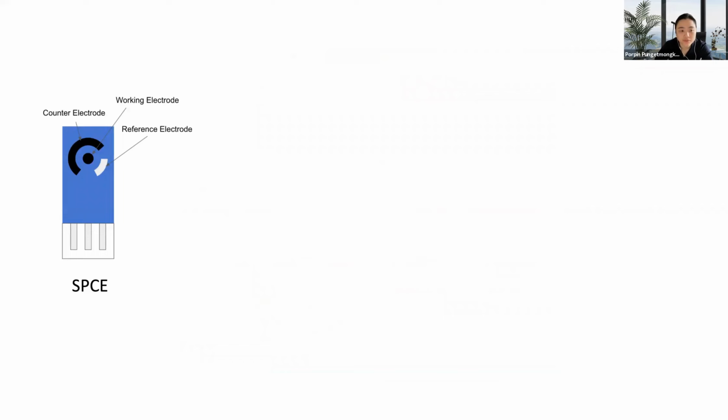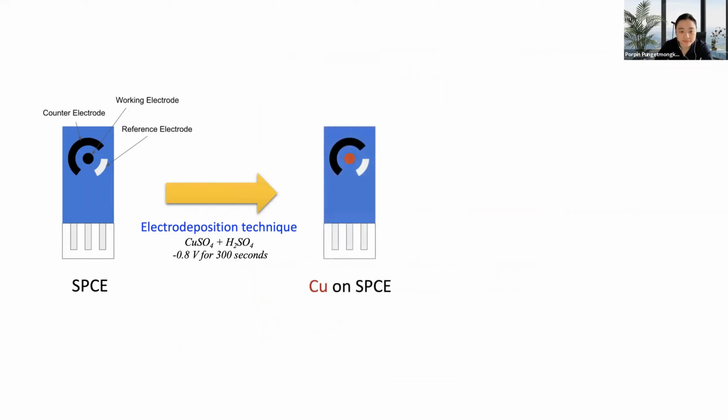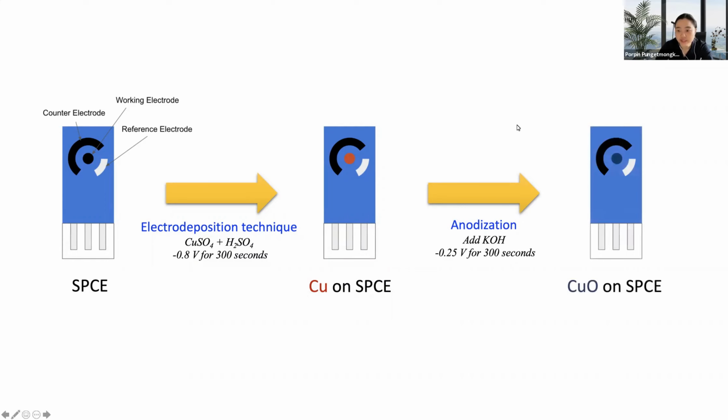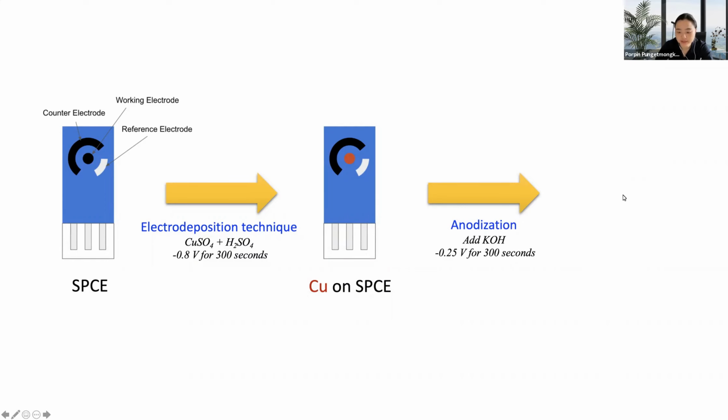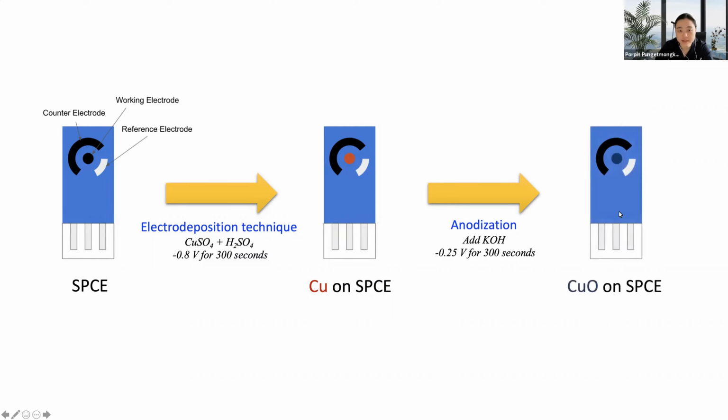So in this work, we are going to modify the screen printed carbon electrode with the copper. At first, we deposit the copper onto the SPCE using the electrodeposition technique by this recipe. And after we deposit the copper, we can see the reddish color shown in the working electrode. After that, we are going to anodize those copper surface into the copper oxide nanostructure. And that will change the color into pale gray and shown like in this schematic.